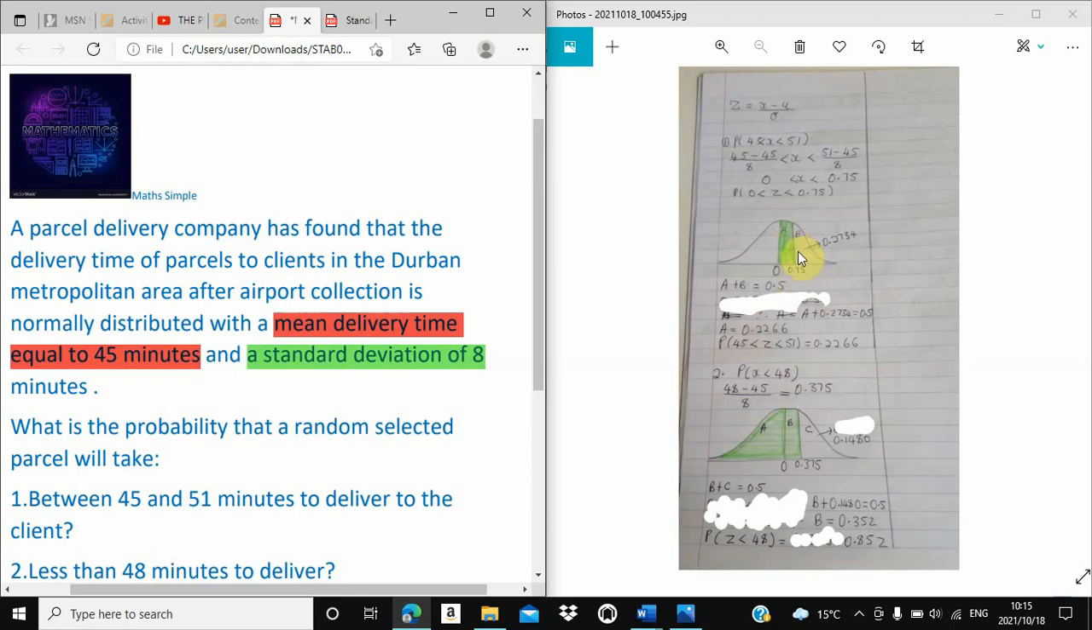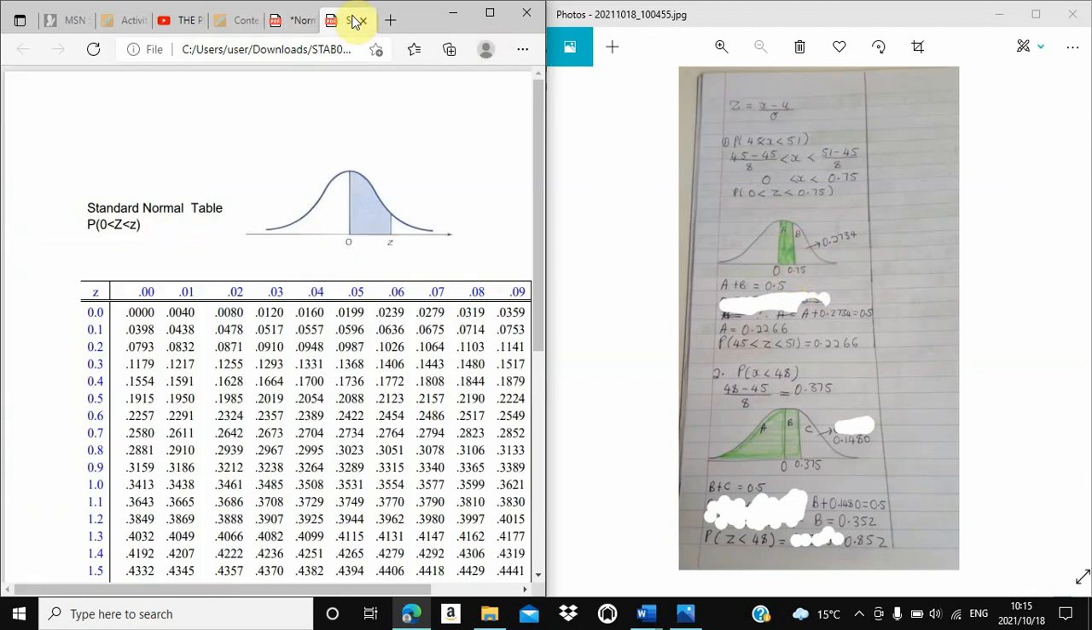Then we have to go on the table, our Z table. On our Z table, we are going to search for 0.75. Here it is, our table. Here's 0.7. From here, we are going to look for 0.5. Here's 0.5. Then where they intersect, that's the value that we are going to write.